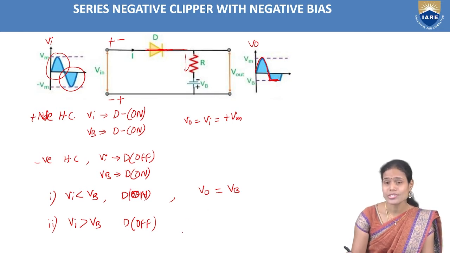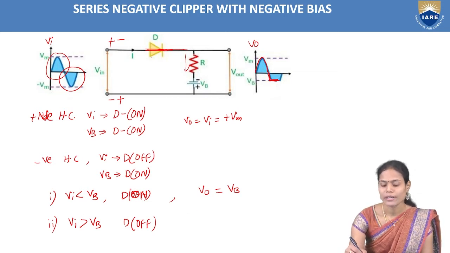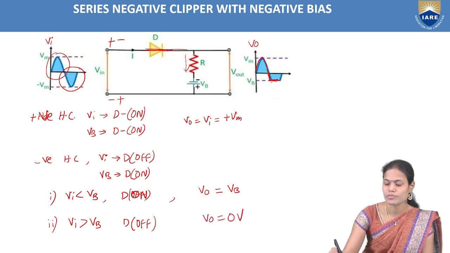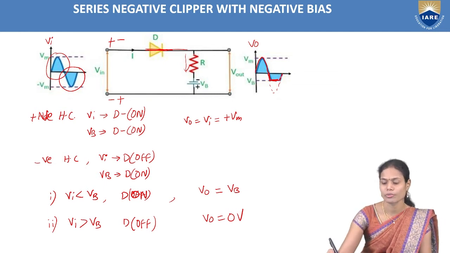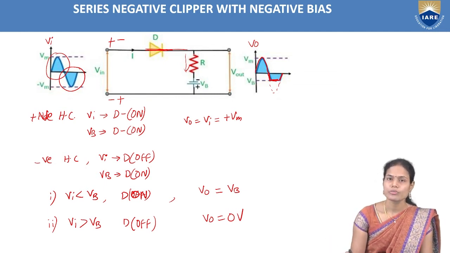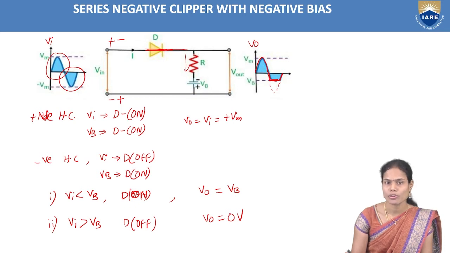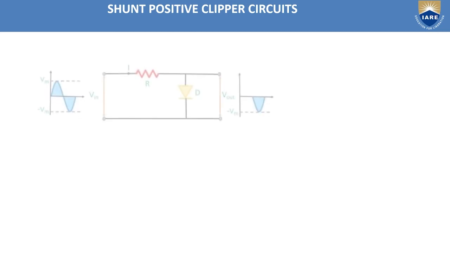And once the input voltage exceeds the battery voltage, the diode will enter the off state. So the total applied voltage will drop across this diode only. In this case, the output voltage is 0, so this portion is clipped off. Here it goes to 0. So in the case of the series negative clipper with negative bias, we are able to remove some negative portion of the applied input waveform. And the next one is shunt positive clipper circuits.